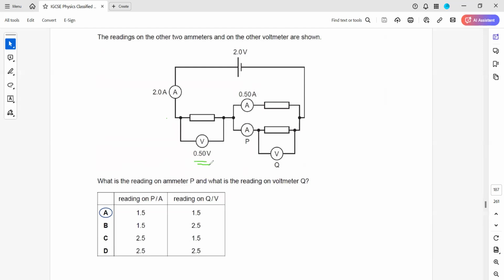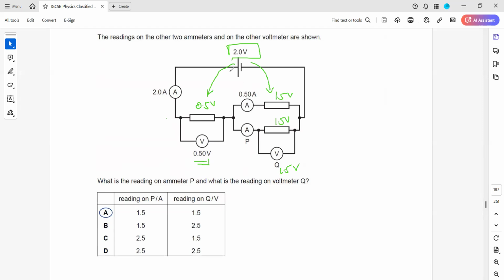See, if this is 0.5, so how much voltage will be here? 0.5. The total voltage is 2. So out of 2, if 0.5 volt is across this component, how much is the remaining voltage? So the remaining voltage is 1.5. So 1.5 across, and because they are connected in parallel, they will all have the same 1.5, because in parallel the voltage is the same. So each of them will have the voltage of 1.5.